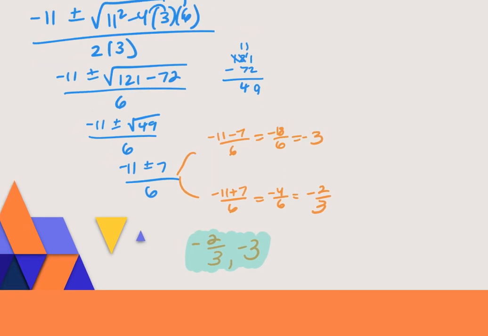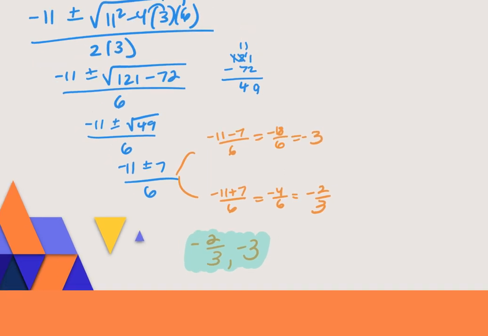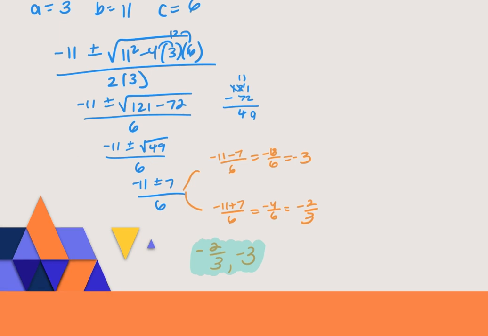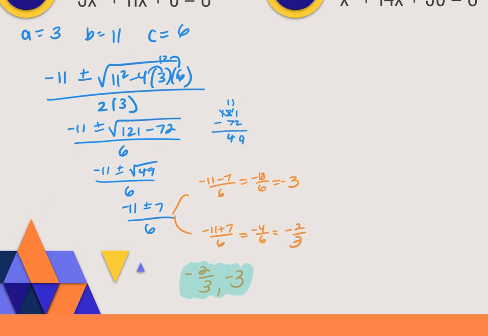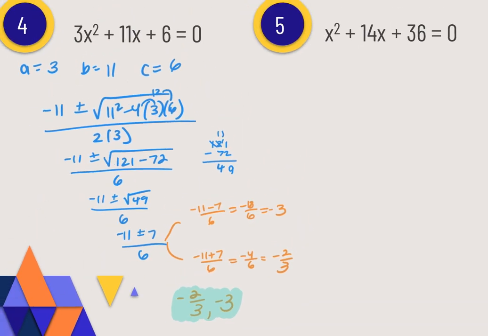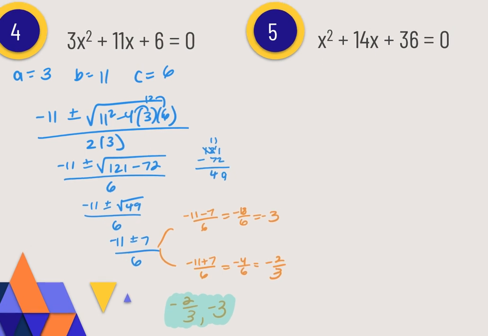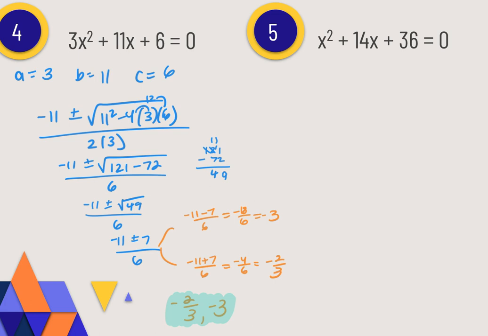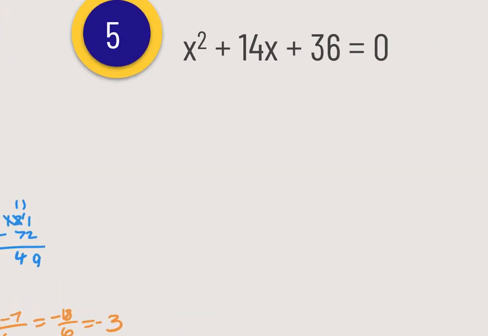Raise your hand if you got it right. Okay, so that is an example of one where, because there are rational answers at the end, it would have been able to be factored, but you would have had to do first times last. Questions on that one? All right, go to 5.